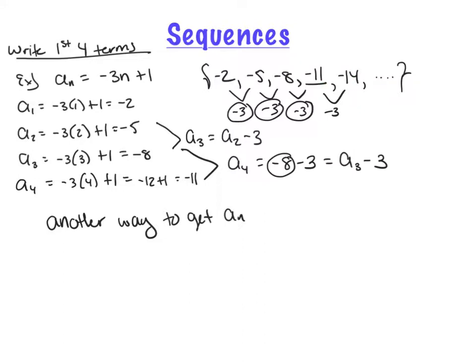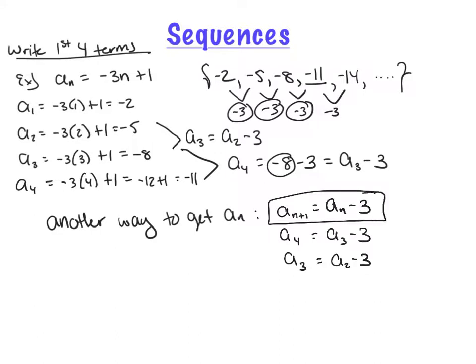So a way to write this formula is this. To get the next term, the n plus first term, which is the term that comes after the nth term, I'll say that one more time: the n plus first term is the term that comes after the nth term. You take the nth term and subtract 3. So to get the fourth term, you take the third term and subtract 3. To get the third term, you take the second term and subtract 3.